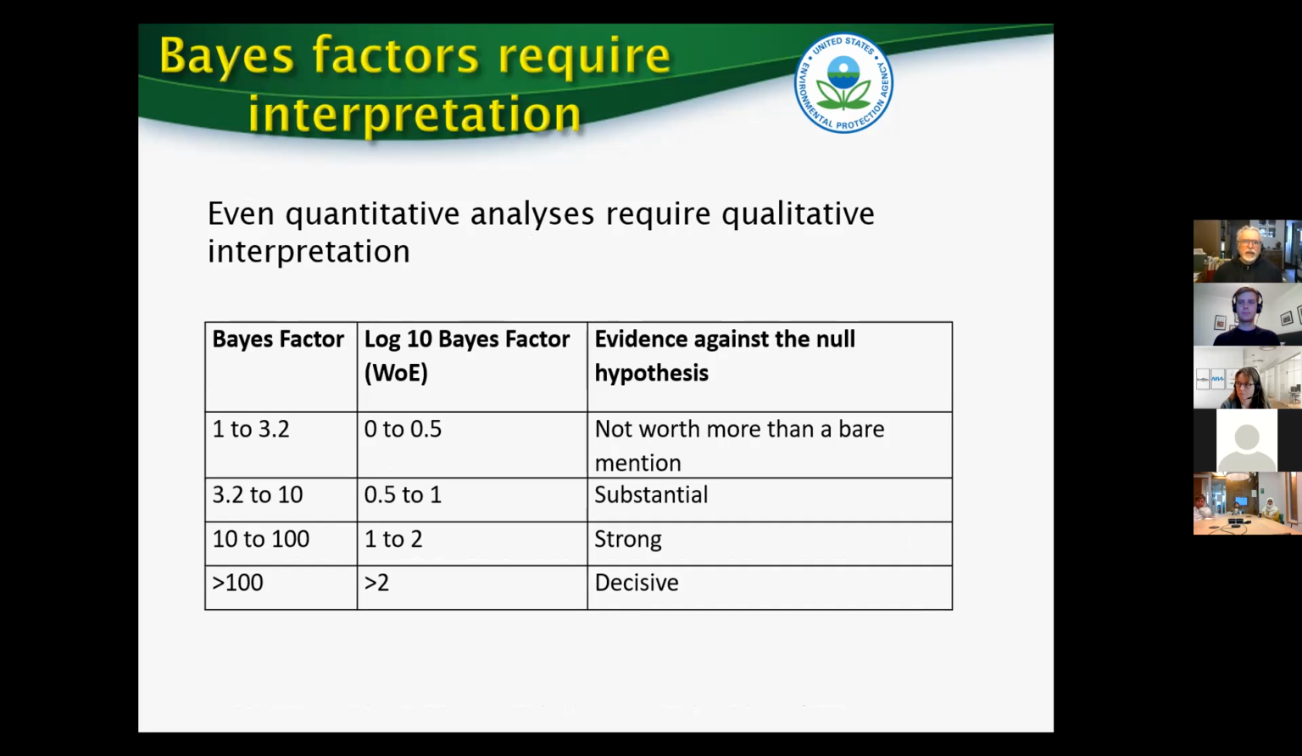And another point is people say that the weight of evidence isn't good because it requires qualitative interpretation. And I'd like to point out that for Bayes factor and really for any statistics, you have to have a qualitative interpretation at the end. The numbers really don't mean anything to a decision maker. And so, this is Jensen's table of what he suggests is standard interpretations of a Bayesian null hypothesis test.